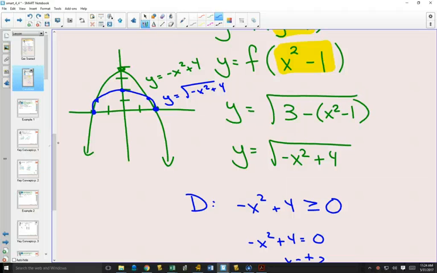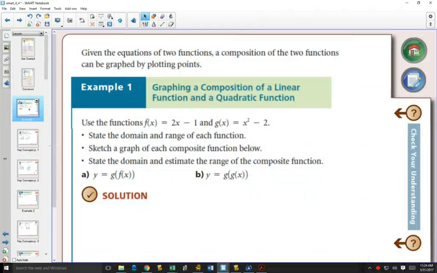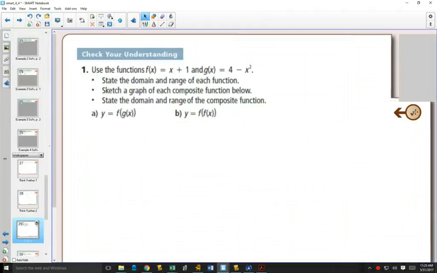All right, let's look at example 1. It has 2 parts. We've got 2 functions. None of them are square root ones. State the domain and range of each function. Sketch the graph of each composite function. And then state the domain and range of the composite functions.